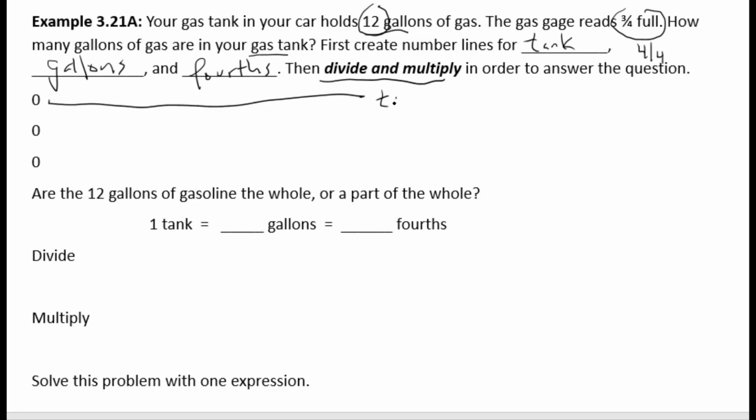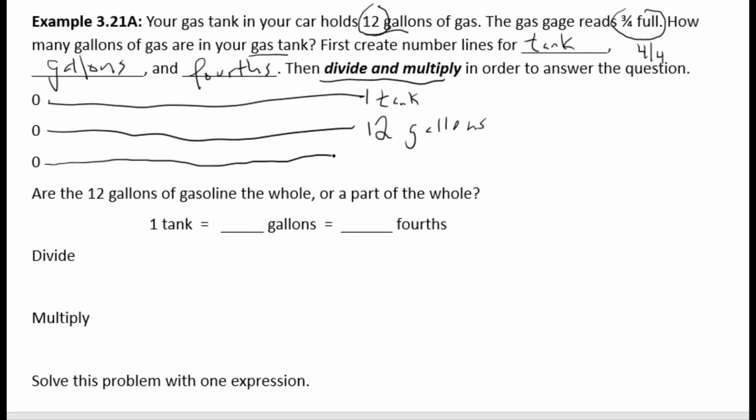This will be our tank. There's one whole tank. These will be gallons. There's 12 gallons in a tank. And this will be 4/4, because there's 4/4 in a whole. And I'm going to put in the other fourths: 1/4, 2/4, 3/4, 4/4, and I'm going to find how many gallons are in each one.